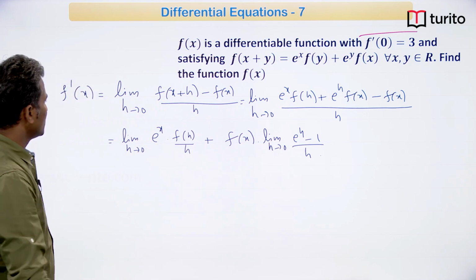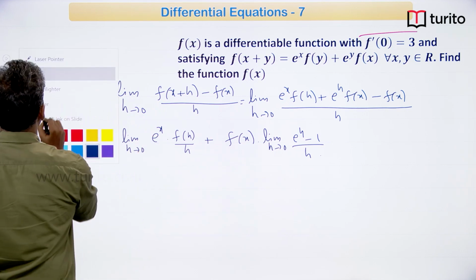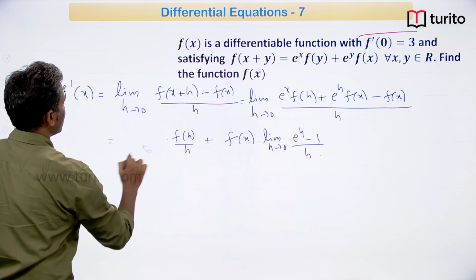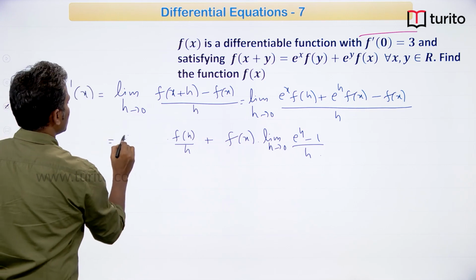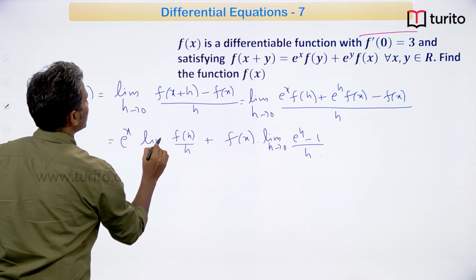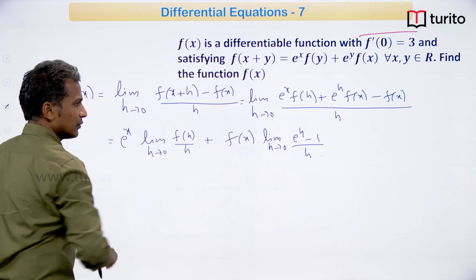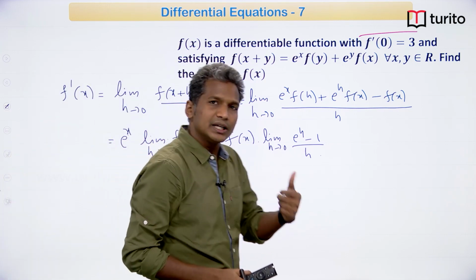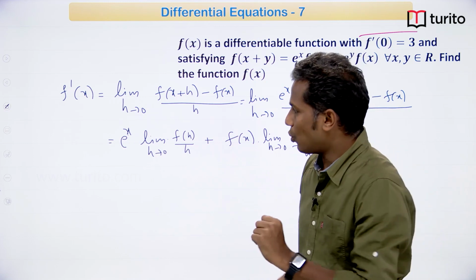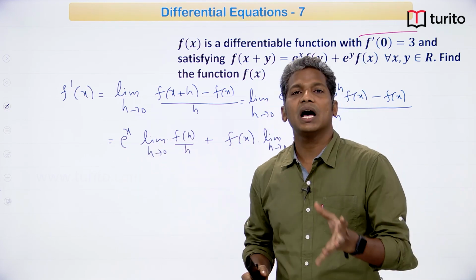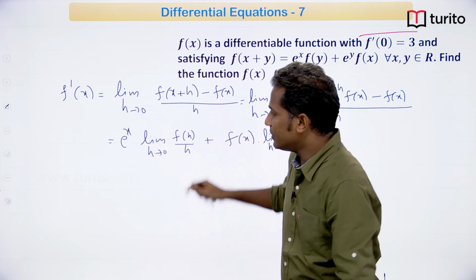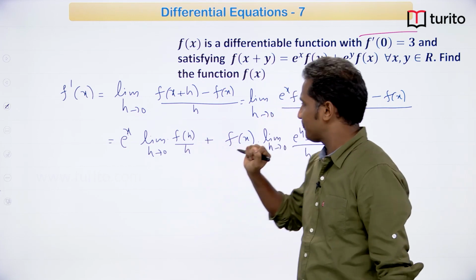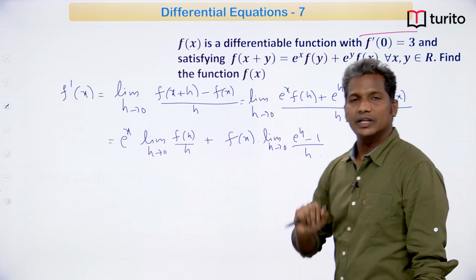Okay. So, here also I can take this e raised to x common. So, let me just take it common and write it here. So, e raised to x into limit of h tending to 0. Basically the limit is applied on h. So, x can be taken common, assuming that it is constant with respect to that limit. Okay. So, here there are two limits.